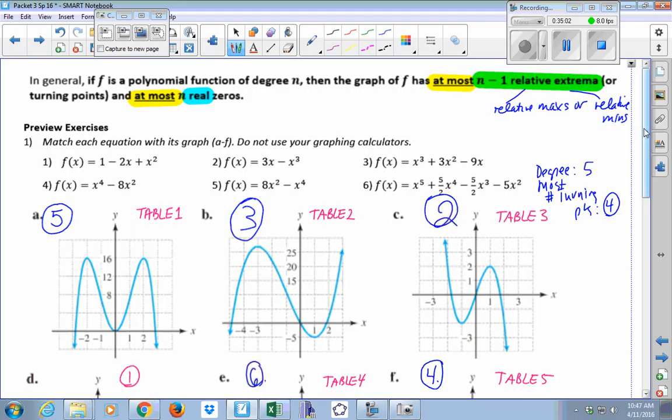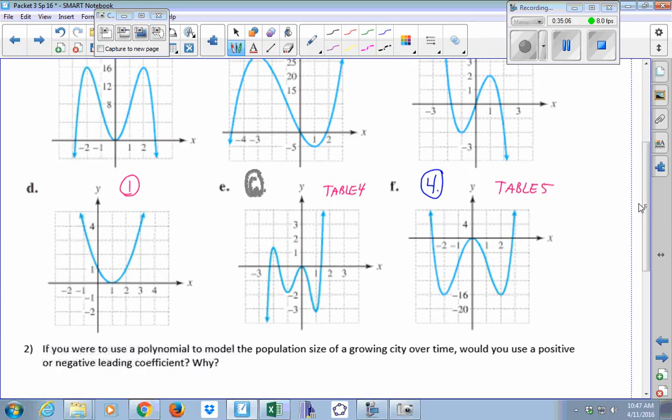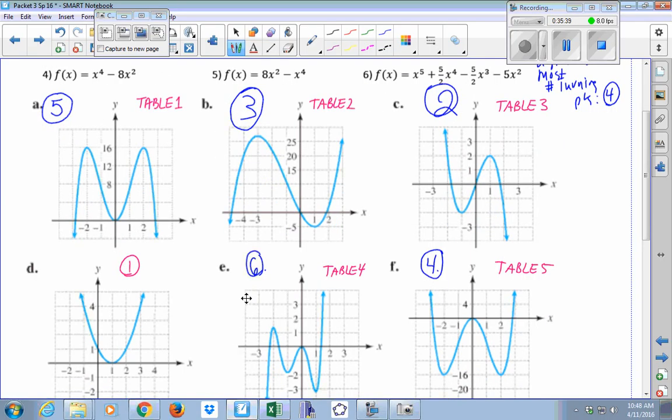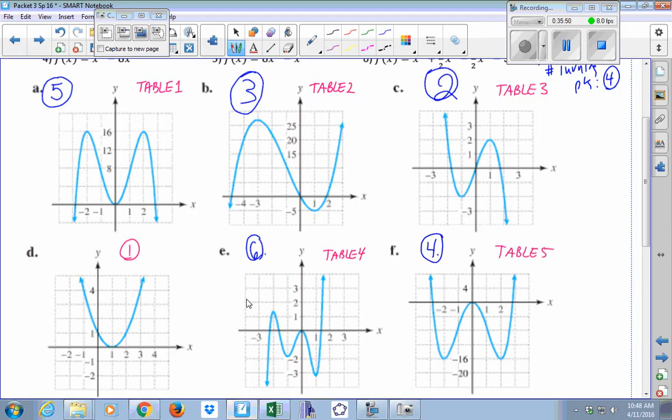So if you look at these graphs, the only graph that has 4 turning points is right here, letter E. It has 1, 2, 3, 4 turning points. So the minimum degree this polynomial can be is 5. That's the minimum because it has 4 turning points. It could be a 7th degree, it could be a 9th degree, but the smallest degree this could be is 5. So just from looking at that graph, and since this is the only 5th degree polynomial, this has to be E, unless I was fooling you and said there are some equations here that don't have a match. But every equation here has a graph that matches it.